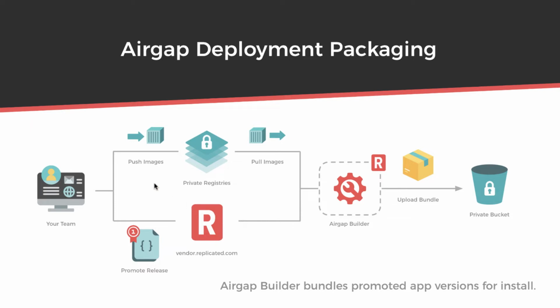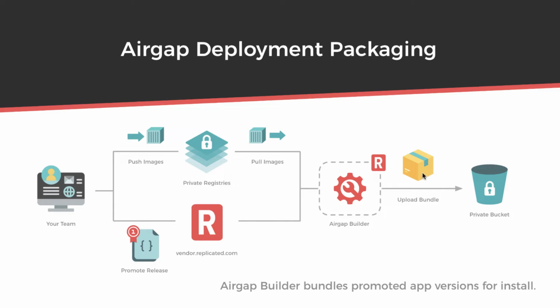But at the same time, you're also pushing images. So you're writing your source code, you're building your images and pushing them into your private registry. Our Airgap builder will pull your manifest, your Helm charts that you put in vendor portal, but also is able to pull your images once you configure it. So this allows it to create a bundle that will contain your images and your deployment manifest and Helm charts.